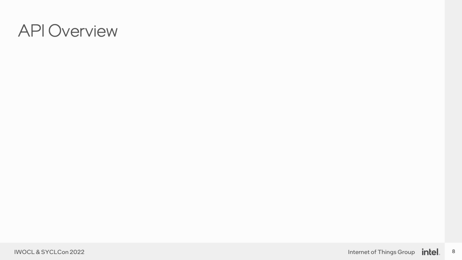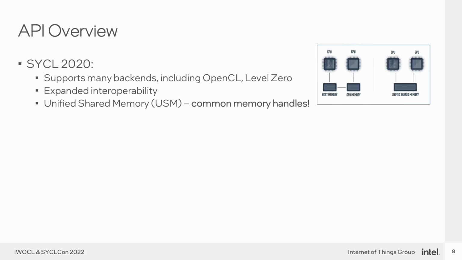Let's have a brief look at these two APIs and some of the concepts that we'll be relying on. First, there's SYCL 2020, which I'm sure the audience is very familiar with. This version of the standard has introduced the concept of compute backends, extending beyond the previously supported OpenCL backend and expanded interoperability with those backends. It also introduced the concept of unified shared memory, also known as USM, which we will rely on in our solution. Unified shared memory enables consistent pointer values between host and device, a feature that is achieved through unified virtual address spaces. And that's exactly the type of common memory handles that we were looking for earlier.